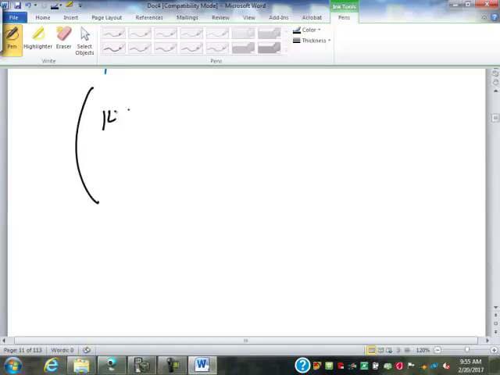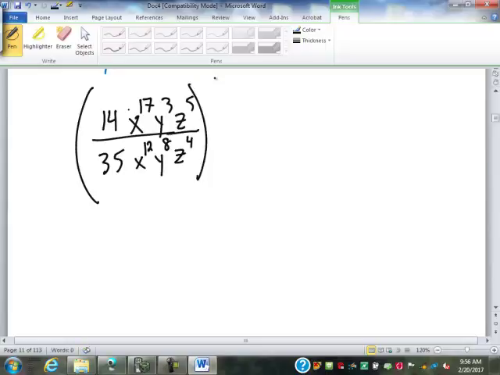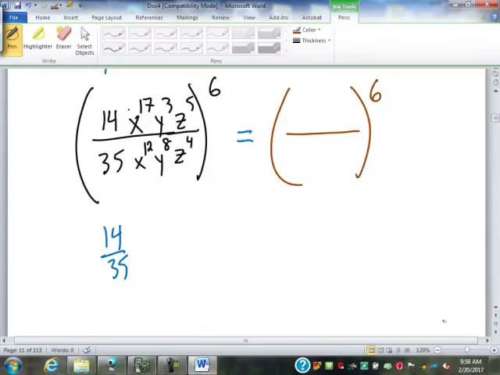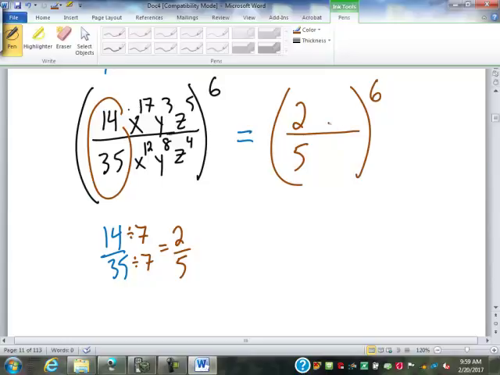So let's have you guys try one here. See what you come up with on that one. Okay, so for our first step, we've got to reduce the numbers. 14 over 35. Both of those can divide by 7. So that gives us 2 over 5. So we got 2 over 5 so far inside there.